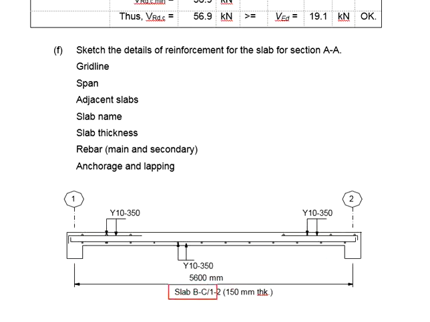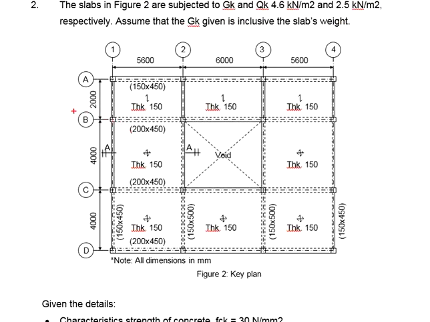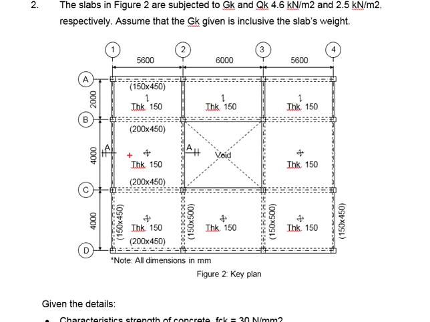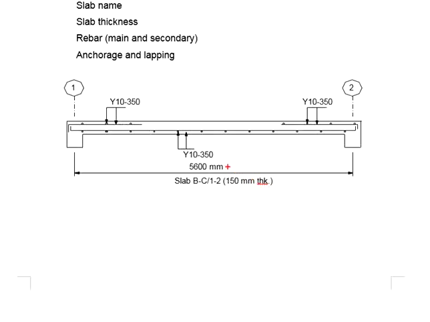Next, you need to provide the slab names. We are referring to the slab BC12. Normally, we name the slab names by the x-axis first, followed by the y-axis. That gives you slab BC12. Indicate the thickness. From the key plan, the thickness is 150 mm. Make it clear with the names of the slab.